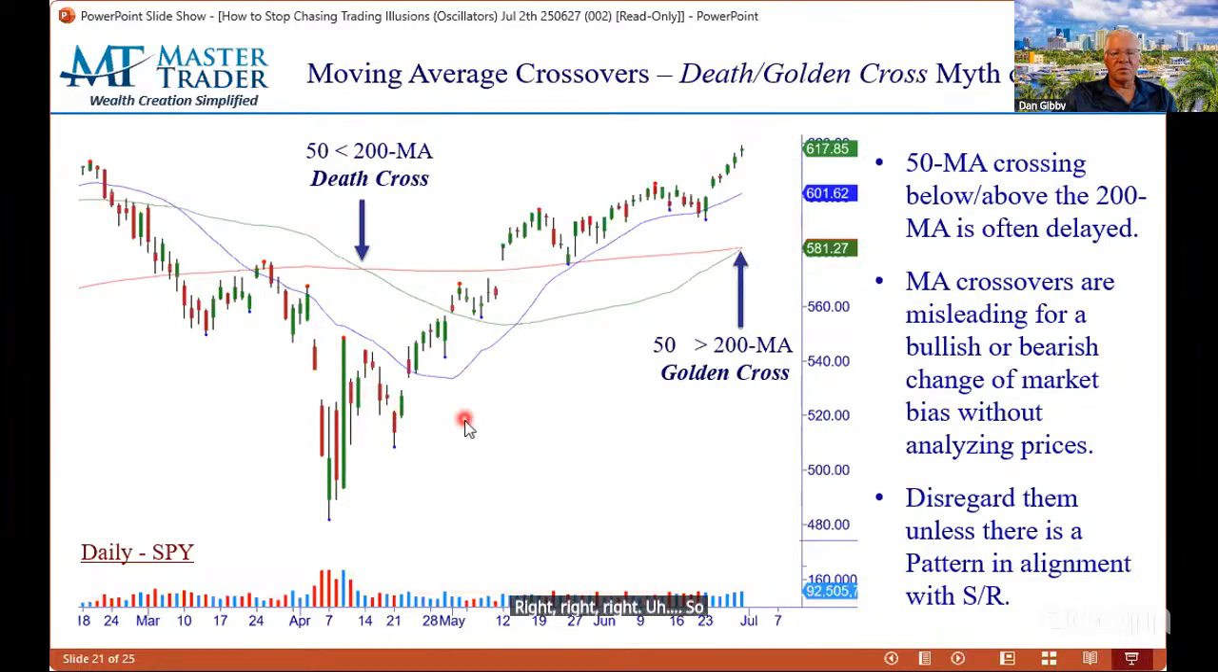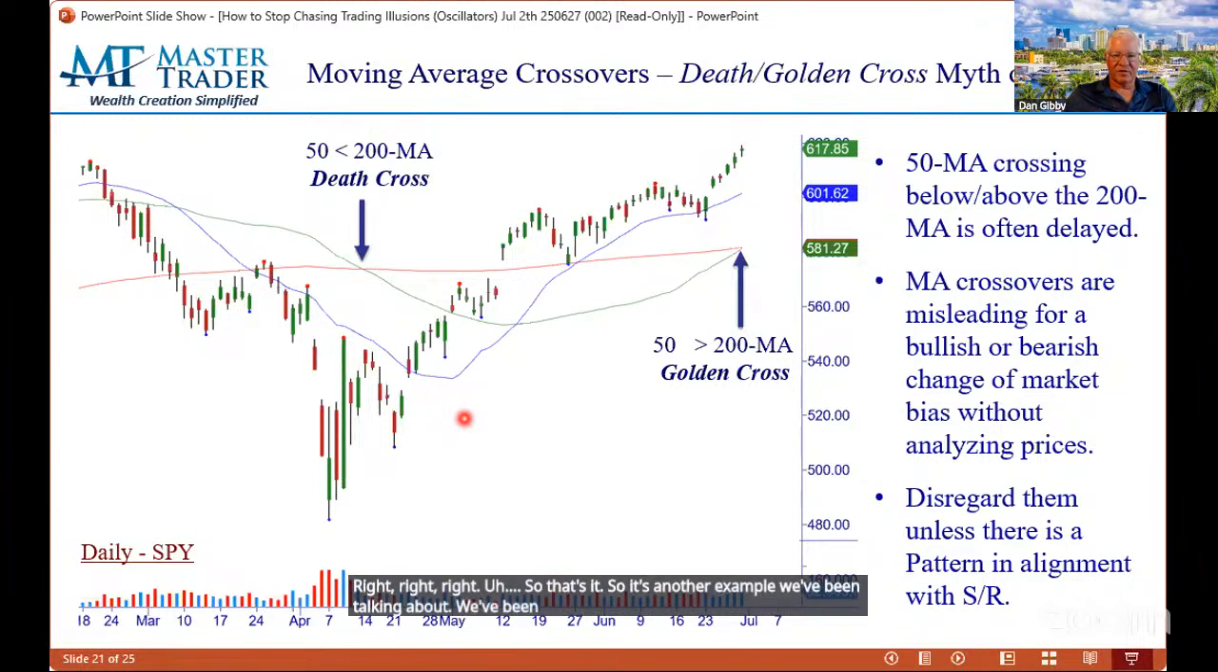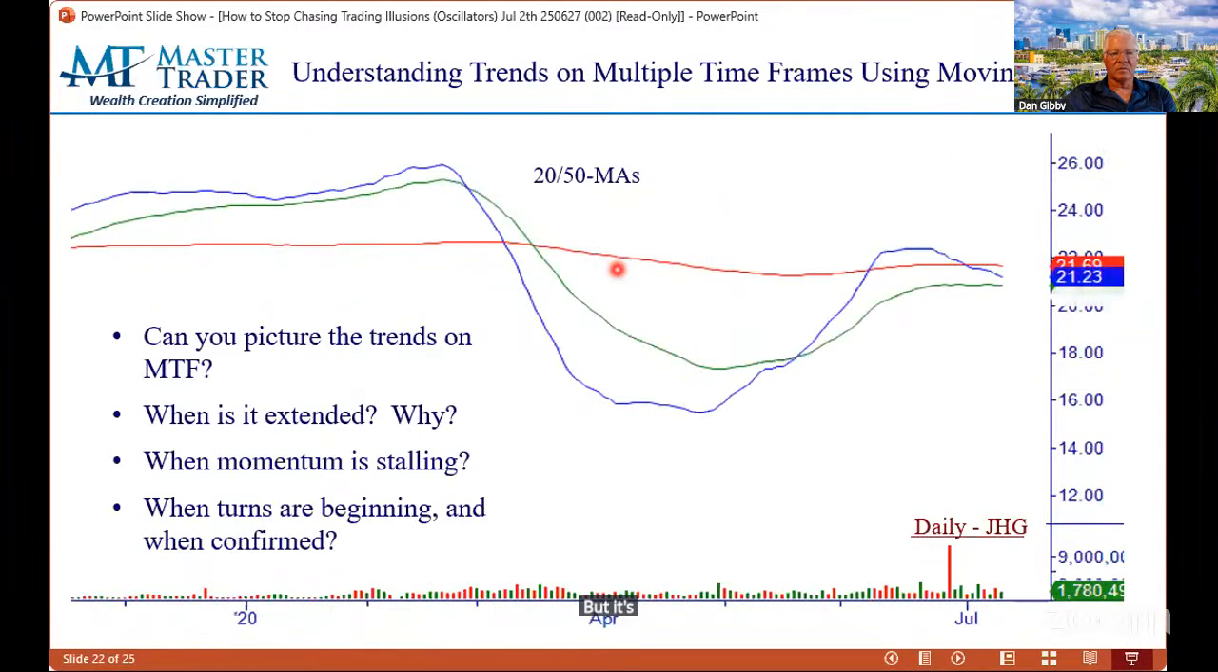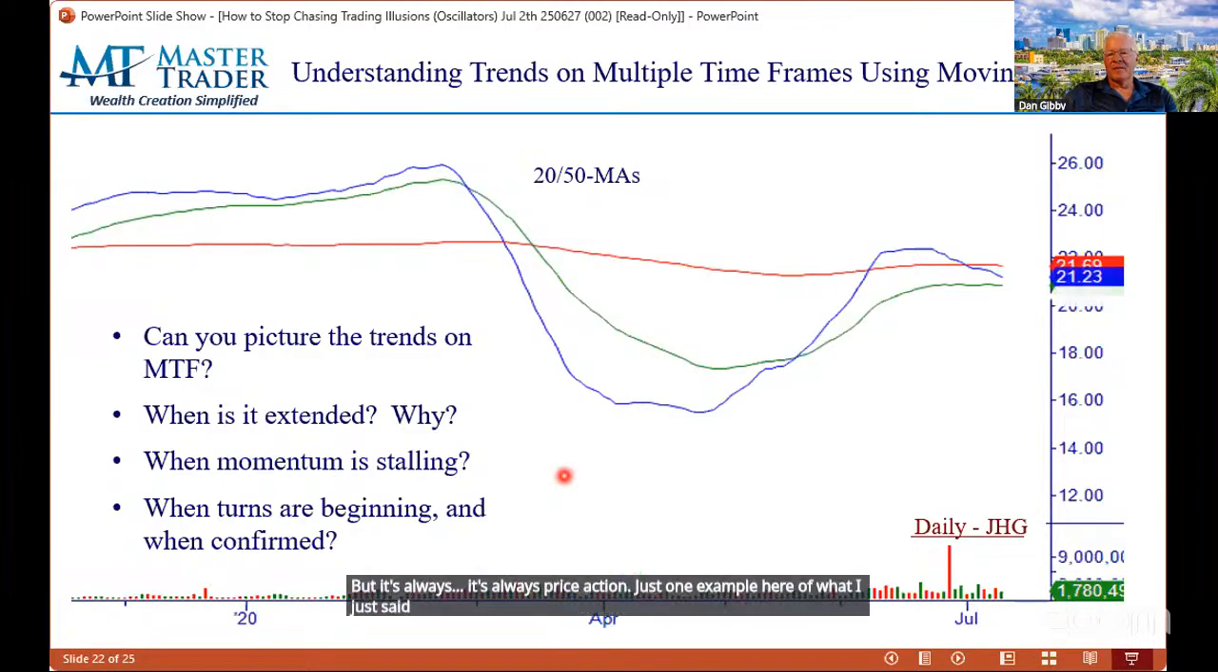So that's it. So it's another example. We've been talking about things that are subjective today, not price action. Oscillators, trend lines. Now we're talking about moving averages. But we teach how to use moving averages to read the alignment of the three trends, contraction, expansion, but it's always price action. Just one example here of what I just said, and then Greg will pull up his charts as always. We always like to save time for that.